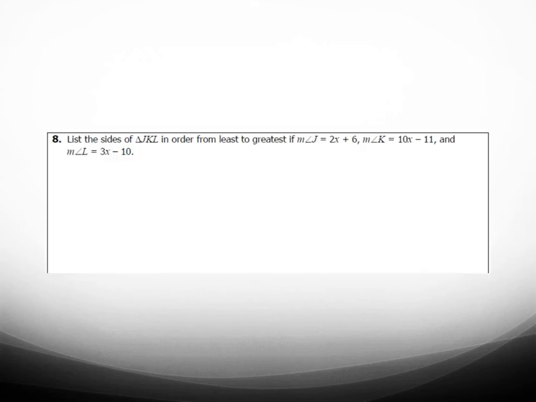Reading the directions, we're going to list the sides in order from least to greatest, and we're given the angles of the triangle. So wait a minute, they're asking us information about sides, but they're giving us information about angles? How do we set this up? Well, in a triangle there are 3 angles, and they all add up to 180. So go ahead and combine like terms and show how you get x equals 13 for an answer. If you don't get x equals 13, see your teacher so you can figure out where the mistake is.